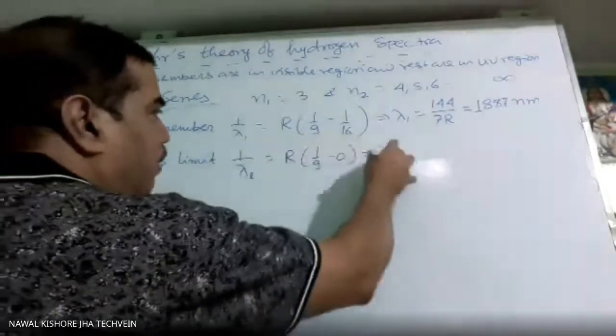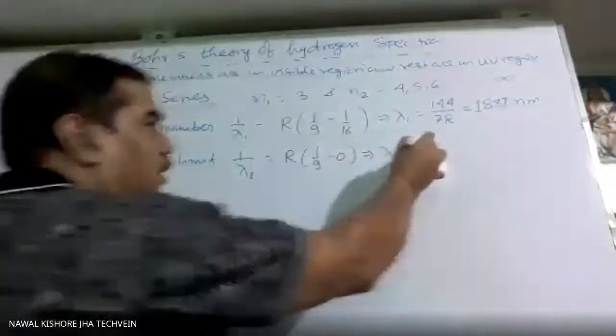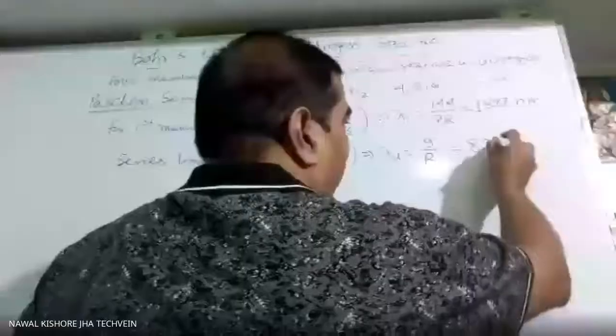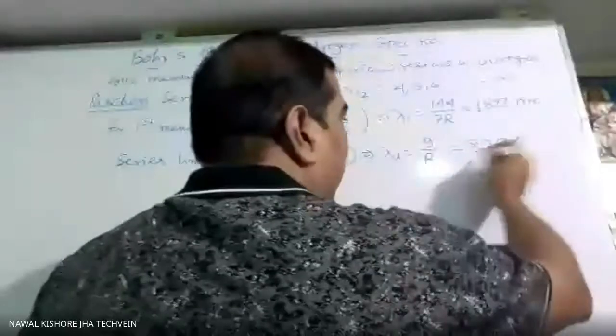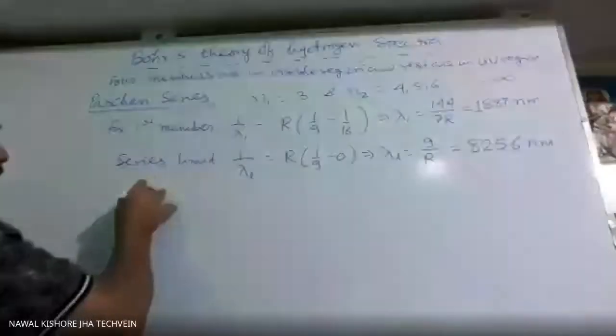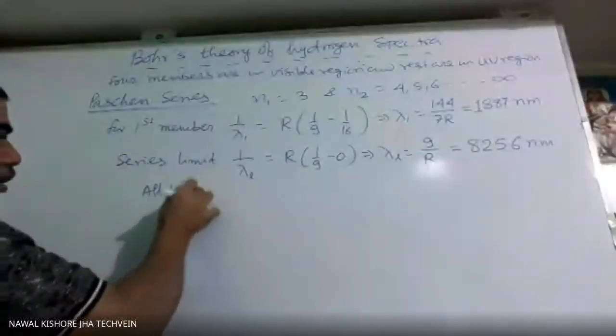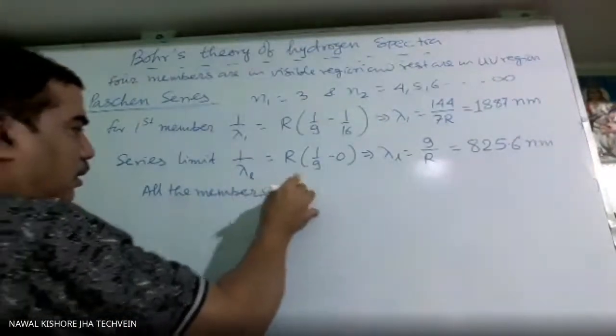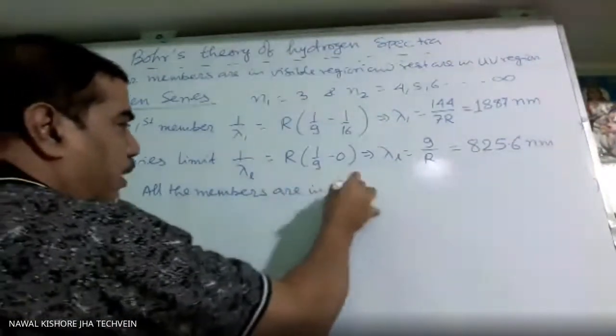So series limit will be 9 over R, 256, yes sir. Okay, so 825.6 nanometer. All the members are in infrared region.